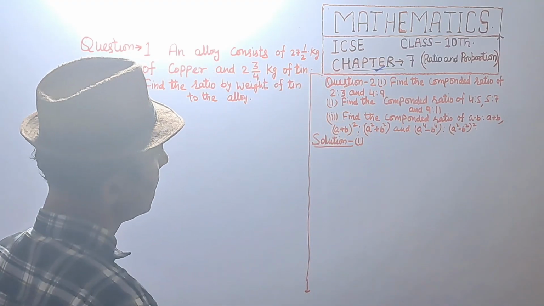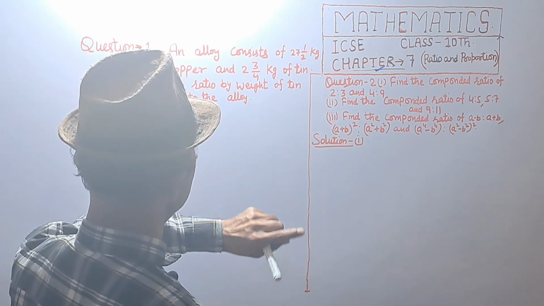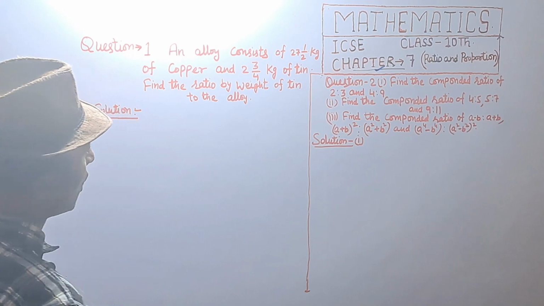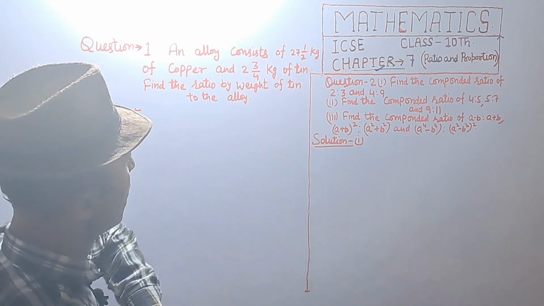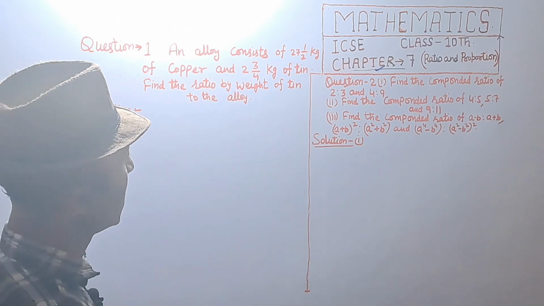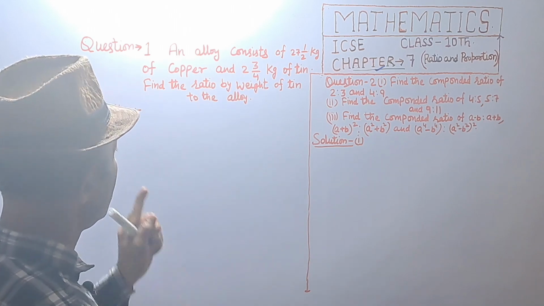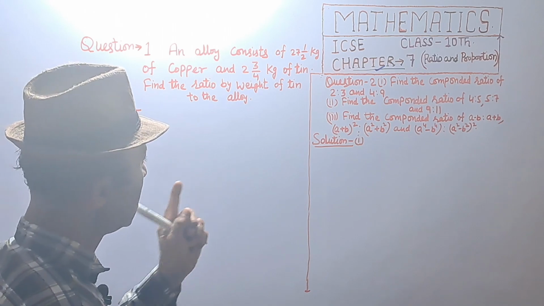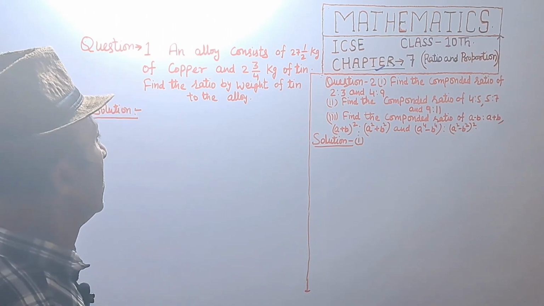Chapter number 7, Ratio and Proportion. Question number first. An alloy consists of 27 whole 1/2 kg of copper and 2 whole 3/4 kg of tin. Find the ratio by weight of tin to the alloy.